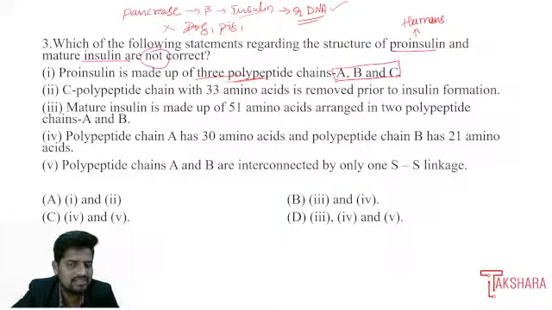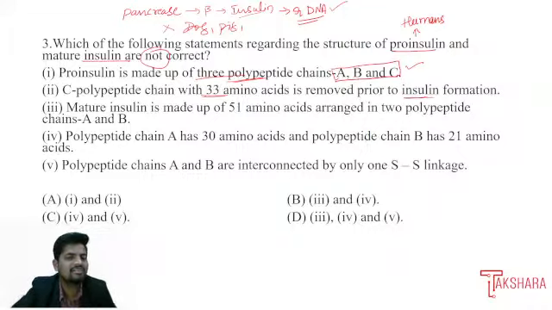A chain, B chain and C chain, we can consider the formation of the proinsulin. Statement 1 will be correct. If we take the second statement, C polypeptide chain with 33 amino acids, three chains will be present, and out of the three, the C polypeptide chain is made up of 33 amino acids, which is removed prior to the human insulin formation.